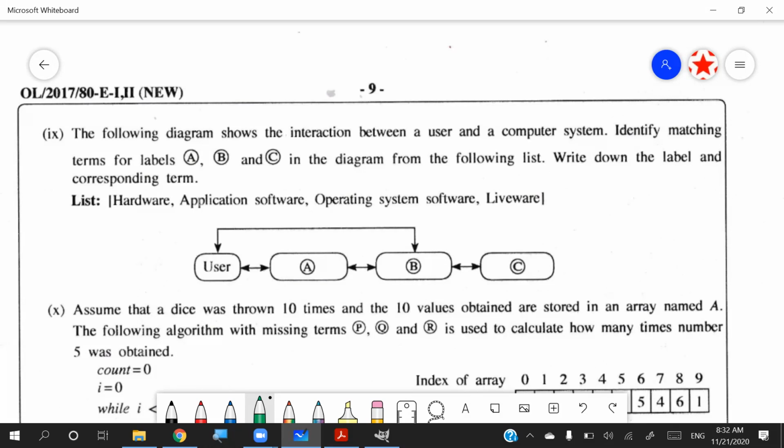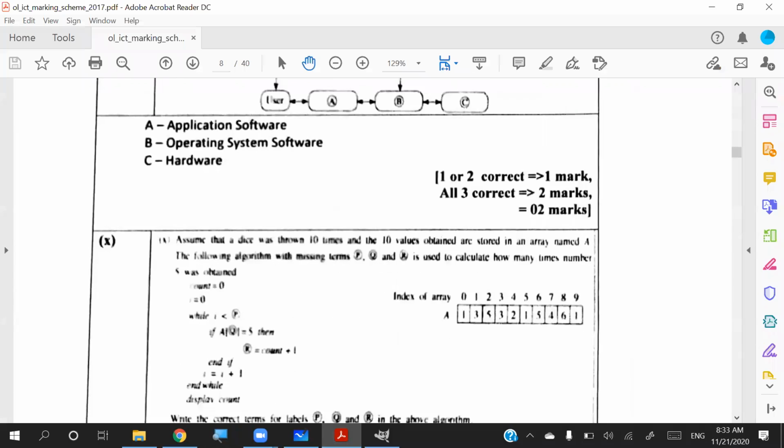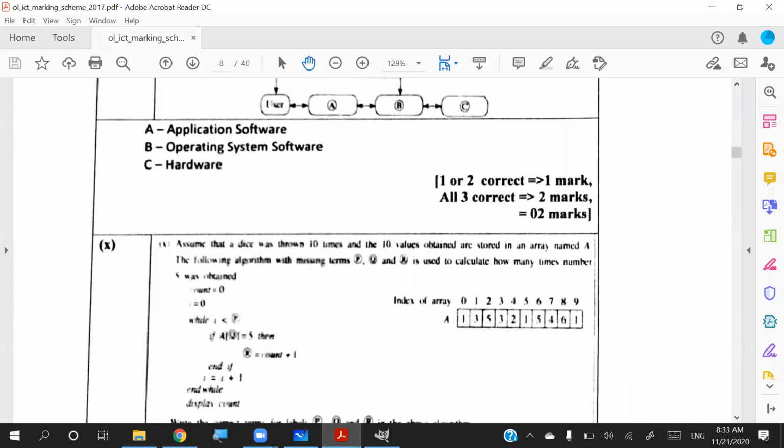Right? When we press the keyboard, it is the OS that decides who clicked and what should happen. So according to that, A is going to be application software, B is going to be operating system, C is going to be hardware. So 1 or 2 correct, 1 mark; all 3 correct, 2 marks. That's how they have given the marks.